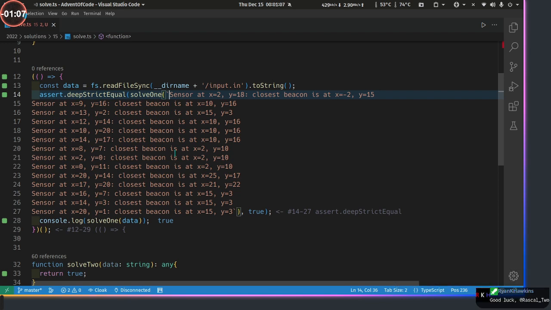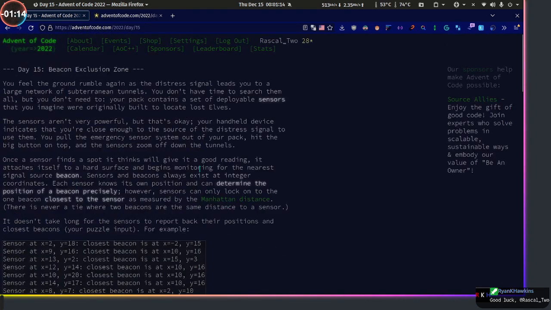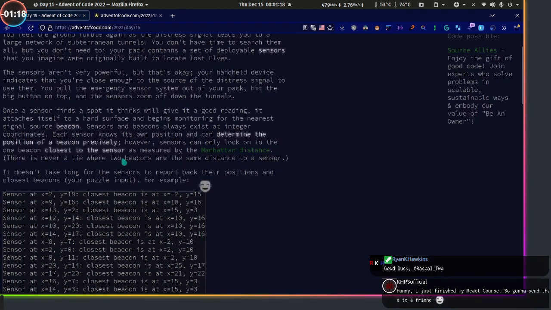Interesting. I appreciate that, Ryan. Yeah, this is another grid simulation one. I will figure it out. There you go, KHPS. Yeah. That's a good one for Schuler.